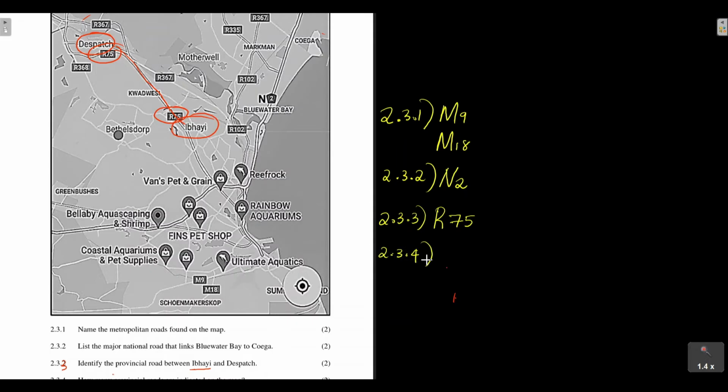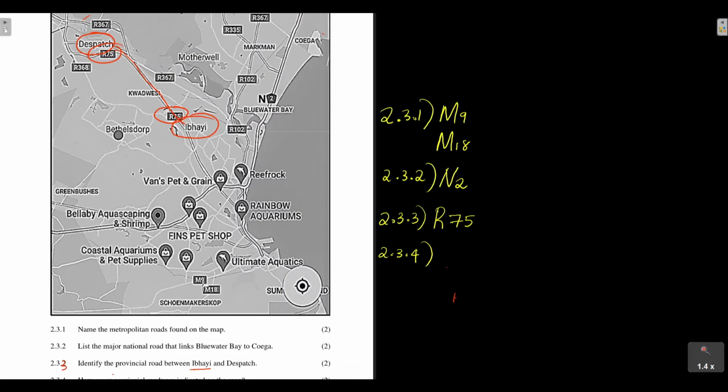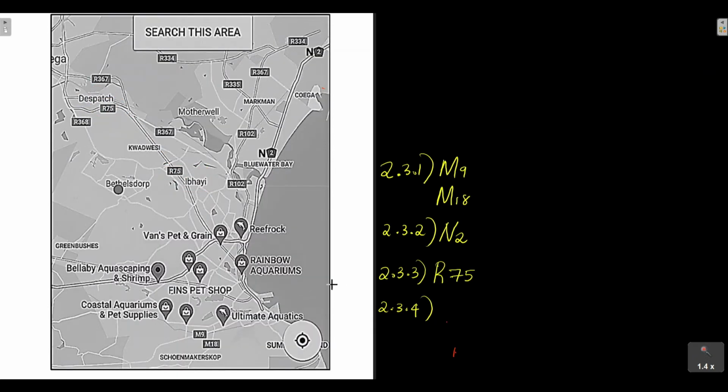In question 2.3.4, it says, how many provincial roads are indicated on the map? We know that if we're looking for provincial roads, we're looking for the roads that are indicated with an R. R is for provincial, M is for metropolitan, N is for national. So we just want the provincial roads that are indicated on the map. We're going to count all the roads that we see that have an R. So we've got one.